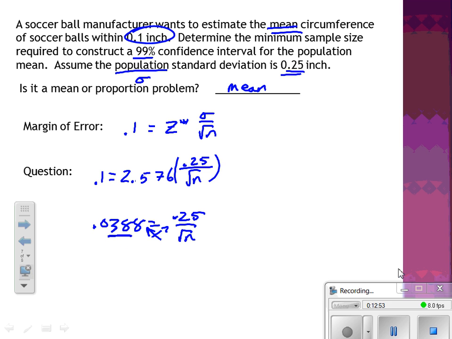Cross multiply. Square root of n times 0.0388 equals 0.25, divided by, square that. We end up with n equals 41.47. So in other words, 42 soccer balls.